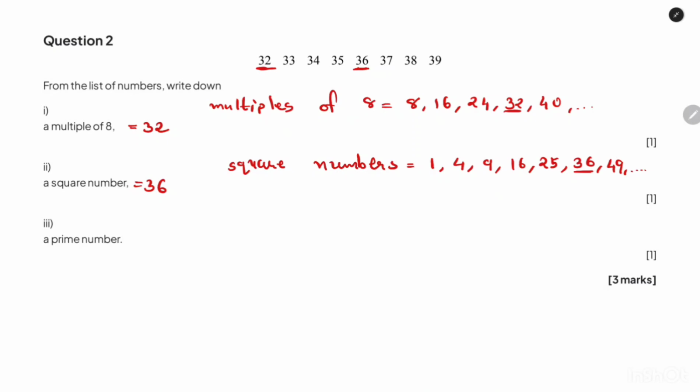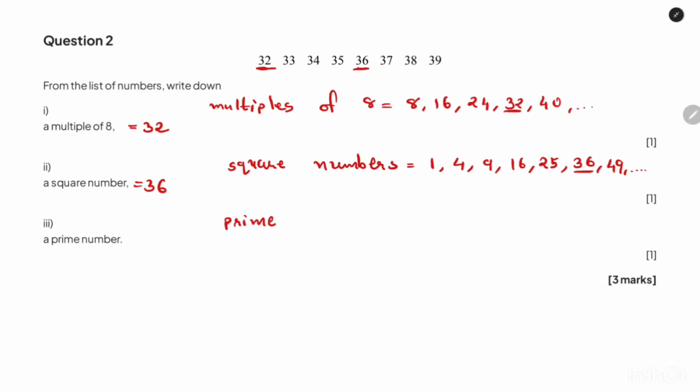Then a prime number. We have already made a list of prime numbers till 60, and I have shown you how you can find the prime numbers in the first video of this chapter, which was the classification of numbers, the first part of the explanation. So that is where you can find the prime numbers.